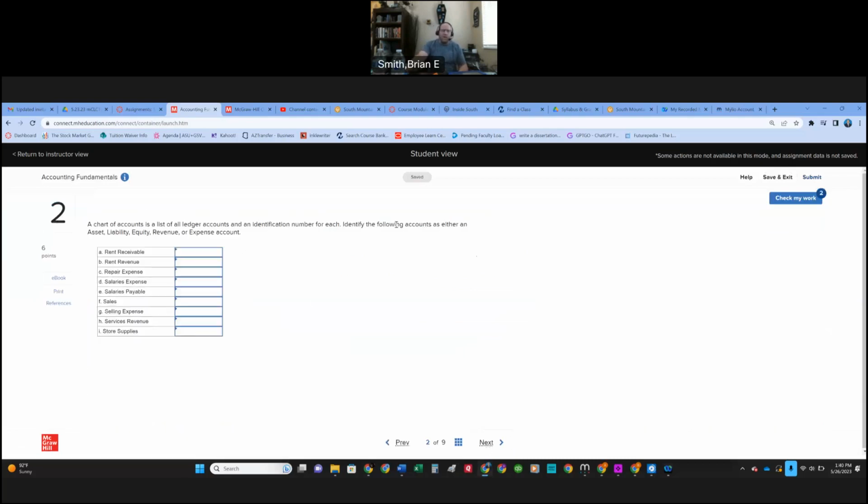This one, again, we're now looking at it and identifying whether or not it's an asset, liability, equity, revenue, or expense. I will identify that rent revenue is indeed a revenue. Sometimes you got to scroll down to find it. And repair expense and salaries expense, these ones are expenses. Since I showed you what the other ones were, assets, liabilities beforehand, those are your examples there.